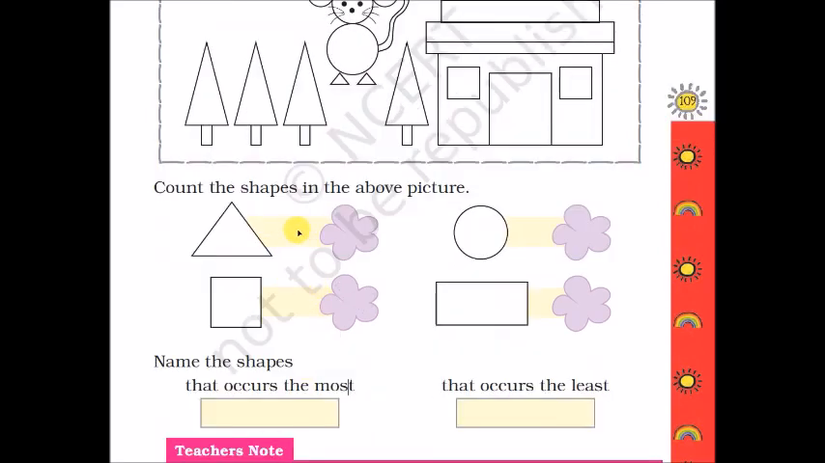अब बताइए इन सारे शेप्स में सबसे ज़्यादा that occurs the most, जो सबसे ज़्यादा बार आए हैं उसे लिखना है. That occurs the least, जो सबसे कम आया है उसे लिखना है.